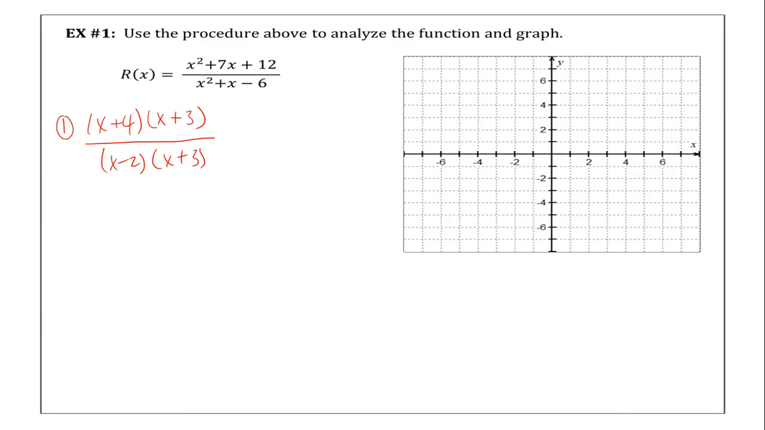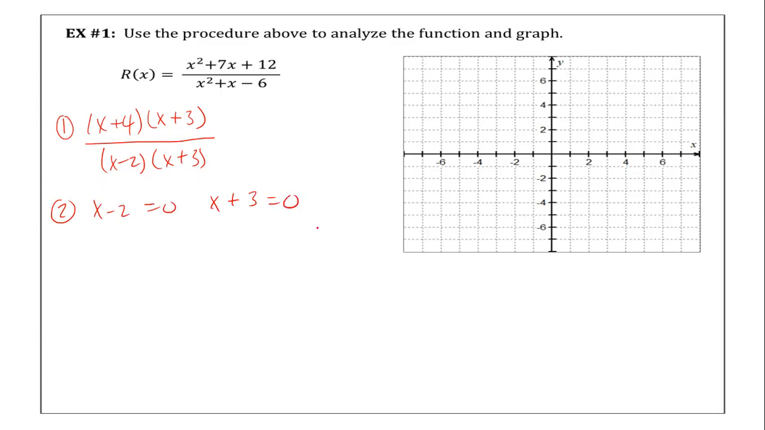Okay, now we're going to find the domain of our function. In order to find our domain, we're looking at our denominator. Our denominator tells us our domain. Yes, we have a hole, but still it's a discontinuity in our domain, right? So I take each factor and set it equal to 0, and that's going to tell me where my discontinuity is.